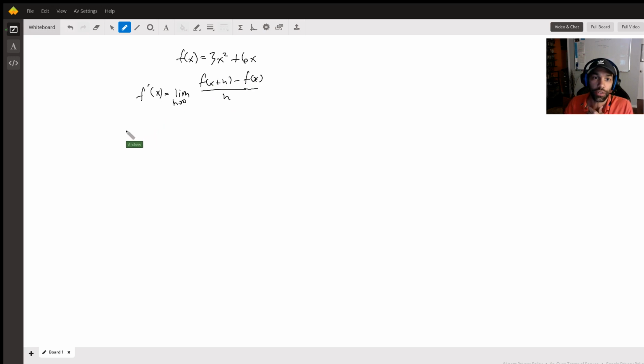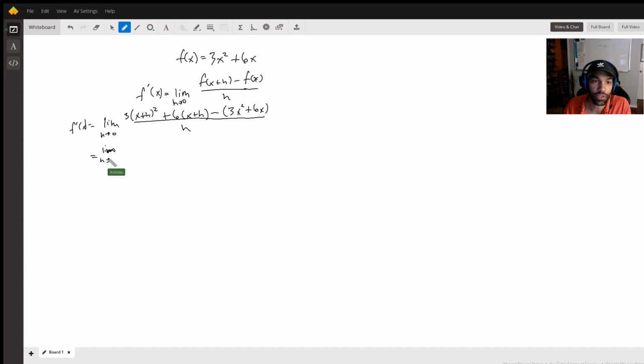So we're going to do the limit as h goes to 0, and this is the derivative here, of f of x plus h. Wherever we see an x, we plug in x plus h. So 3 times x plus h squared plus 6 times x plus h. And we're going to subtract f of x, which is just this expression here, 3x squared plus 6x. And that's all going to be over h. So then we just do our arithmetic here. Again, this might seem tedious to write, but it's important. The limit as h approaches 0 of this whole thing.